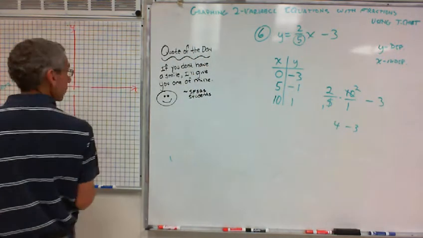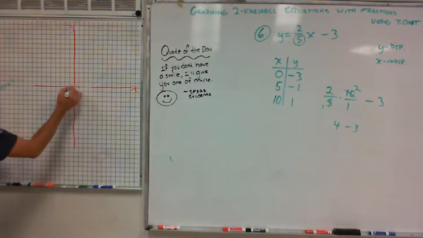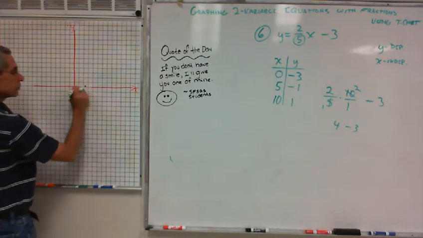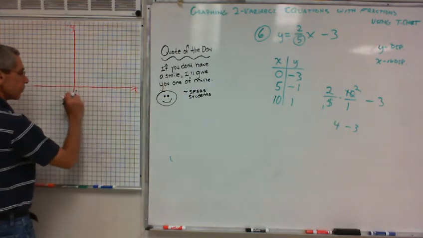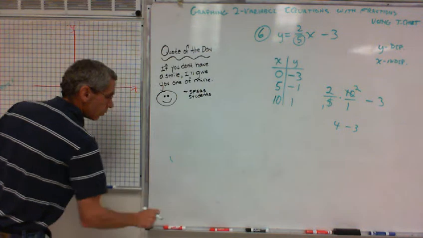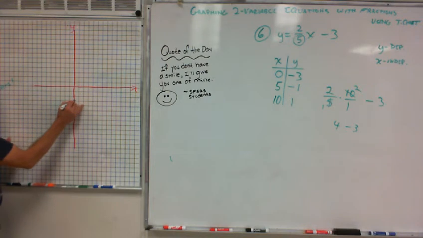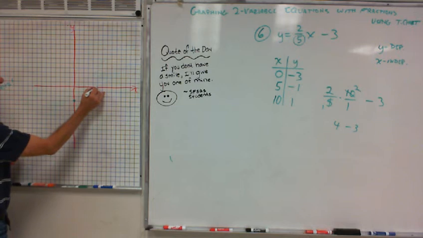Okay, now I come over here and I graph it. So it says 0, -3. So I start at the origin. I don't go left or right at all because it's 0. And I go down 3, put a dot. Next one is 5. I go to the right 5: 2, 4, 5. And then I have to go down 1. So I'm going to put a dot there.